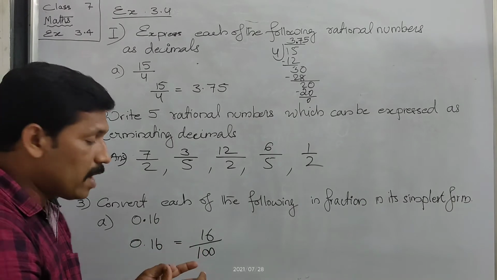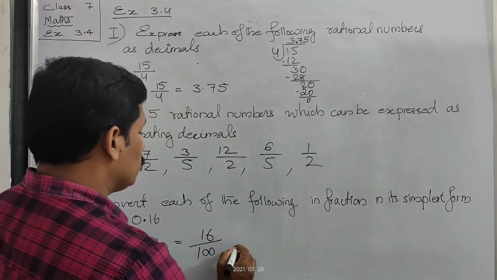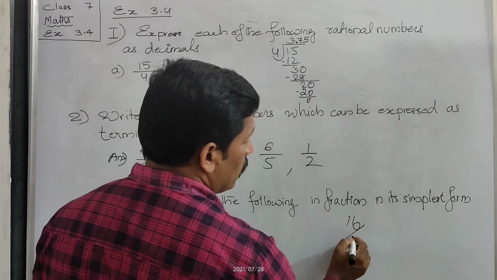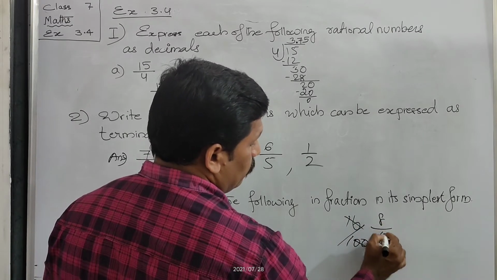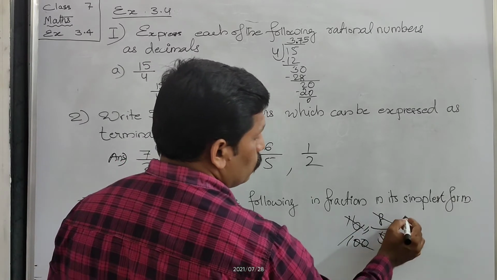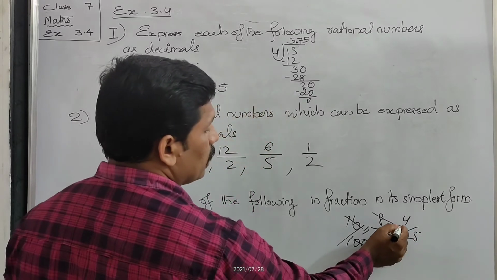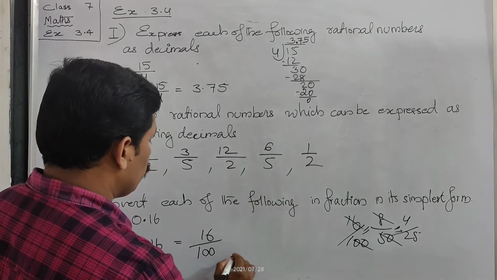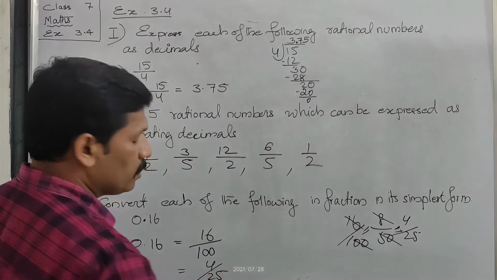Now it is changed to a fraction, and we have to express it in its simplest form also. We can cut and reduce this. When we cut and reduce 16 and 100, we can see that by 2 we get 8 and 50. Then again this number can be cut by 2. 2 4s are 8 and 2 25s are 50. Now we cannot cut by any common factor, so the lowest form of this is equal to 4 upon 25.